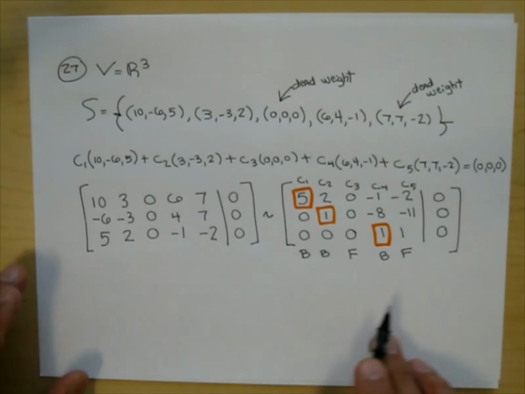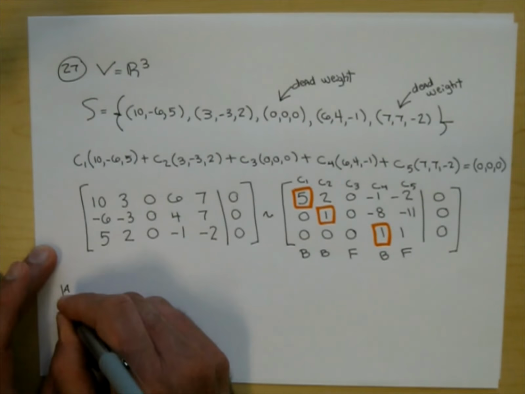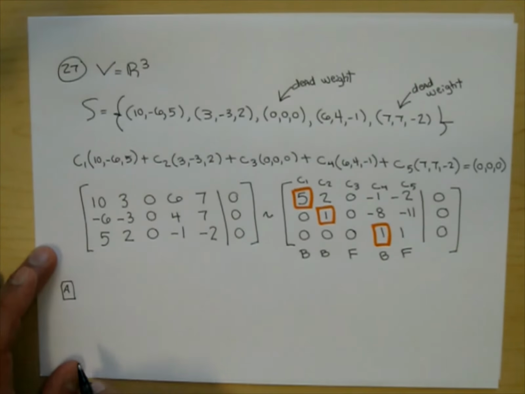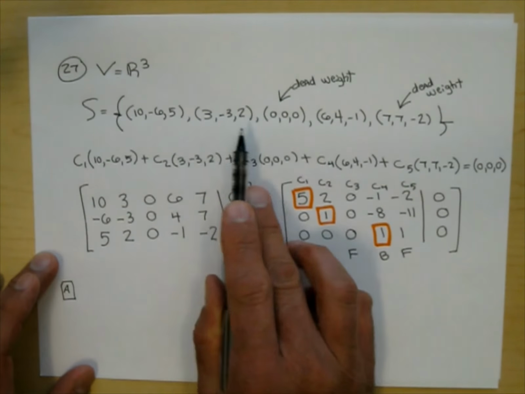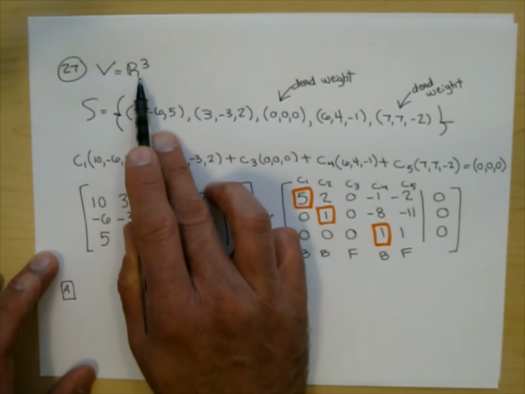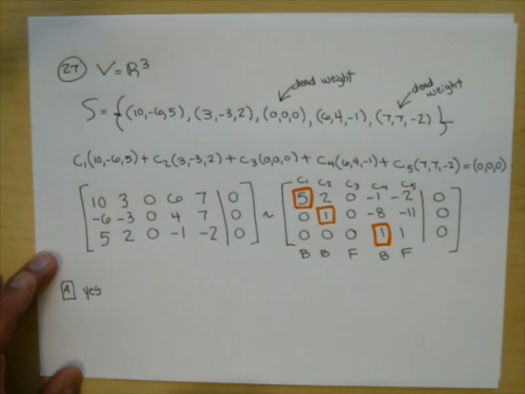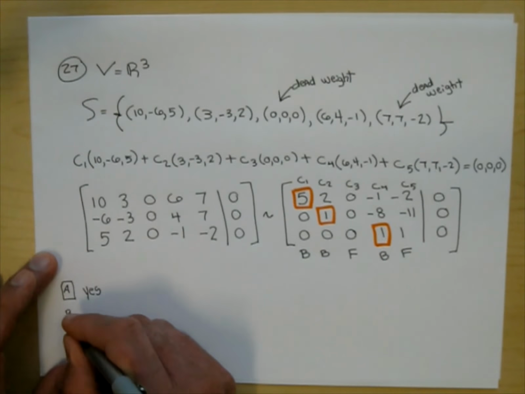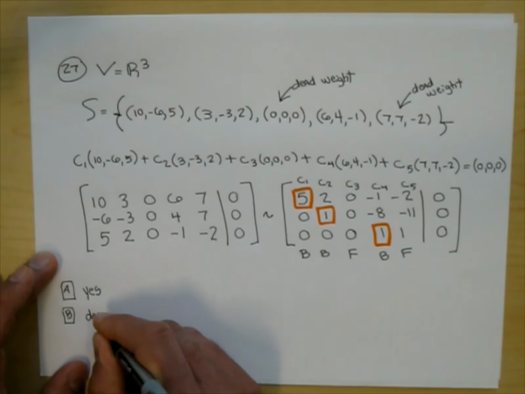Okay. Now, let's answer some questions. Question A says, does S span V? Well, yes it does, because I have 3 vectors that are not dead weight, and we're in R3, so yes it does span R3. Is it independent or dependent? Well, we've established the fact that this set is dependent.